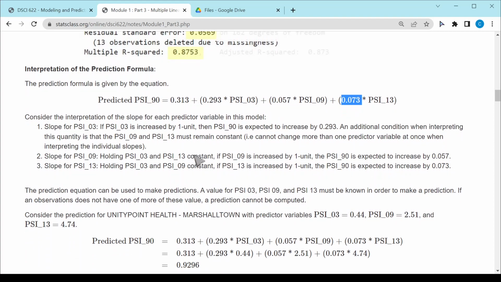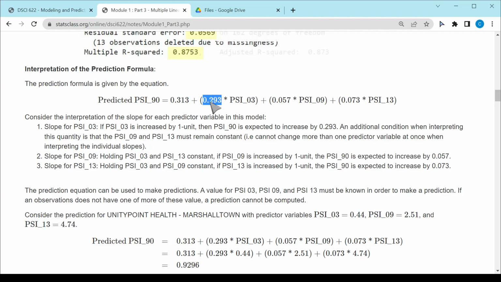When we're looking at the interpretation of the slope of these quantities, it is similar to what we did with simple linear regression with one exception. So if I'm investigating the 0.293, what we would say is that if the PSI 03 value or rate is increased by 1 unit, this is going to be how much the predicted PSI is expected to increase. This is a positive here, so it's going to increase.